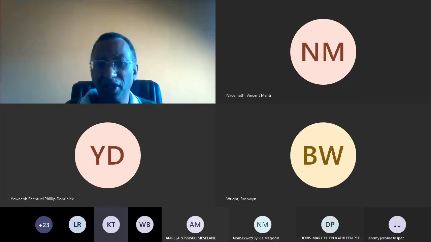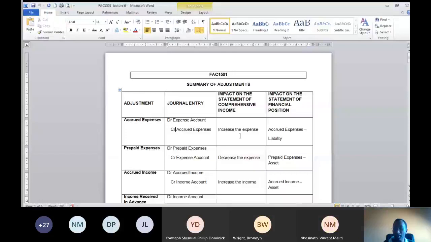Now, how do we deal with accrued expenses? Accrued expenses is listed as a liability. Remember, you are owing somebody money. You didn't pay the salary, or you didn't pay the water and electricity. To record this in the books of the business, you debit the actual expense account, and you credit accrued expenses. So if it is salaries, debit salaries. If it is telephone, debit the telephone account.